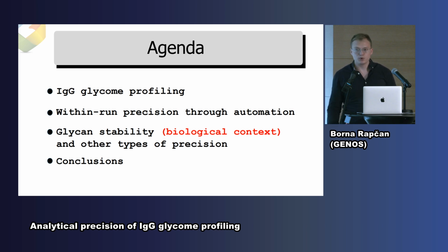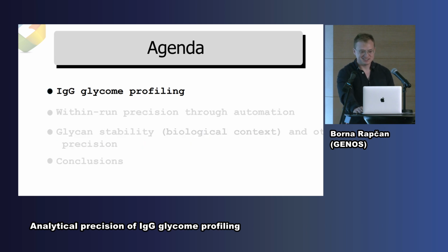Then we will go through some of the things you already saw from Professor Lautz's presentation, talking a bit about glycan stability, but we will also touch on other types of precision. And finally, I will give my conclusions and I will tell you what I would like to see happen in the near future for glycomics.